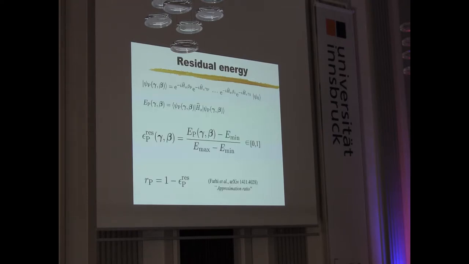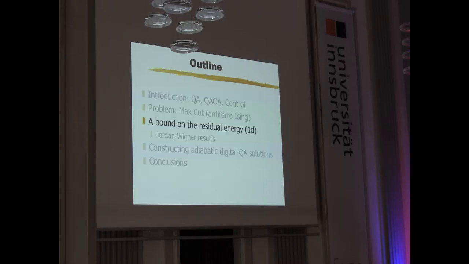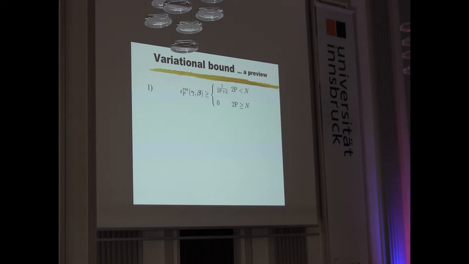By the way, in Farhi's paper and in many papers on these things, they prefer to work with 1 minus this, which is called the approximation ratio. Never mind, it's just a simple relationship. Now, the bound that I want to show to you.